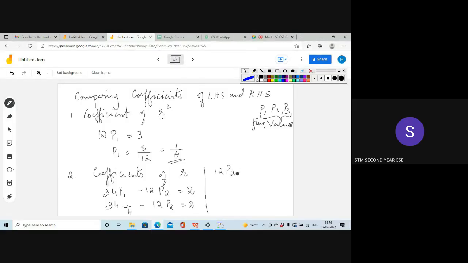12 P2 is equal to 34 by 4 minus 2, or P2 is equal to 26 by 48, which is equal to 13 by 24. Okay, this is the value of P2 when I compare the coefficients of R.